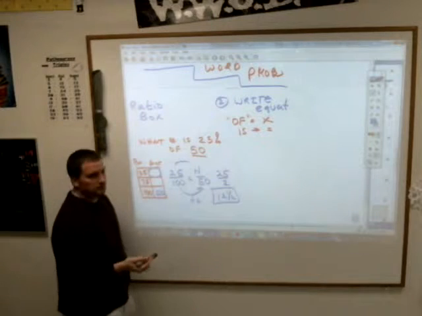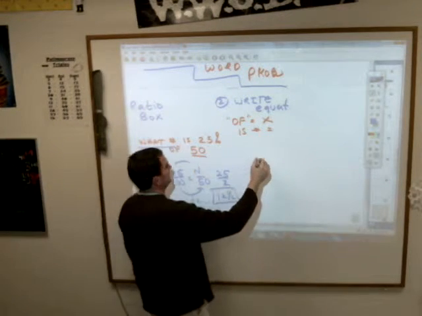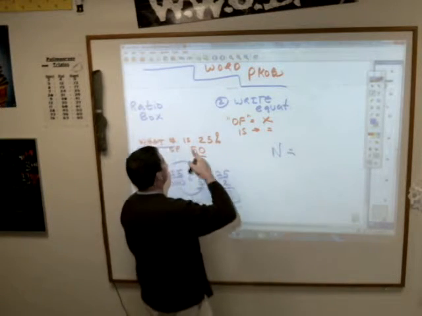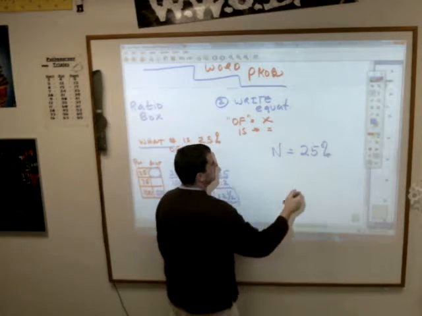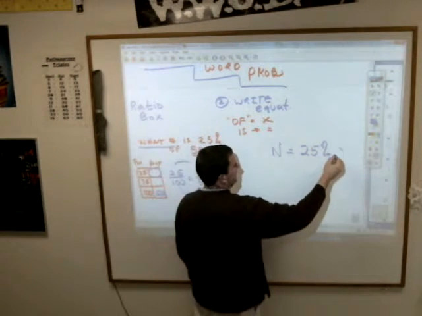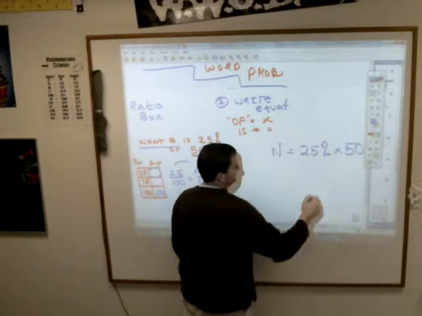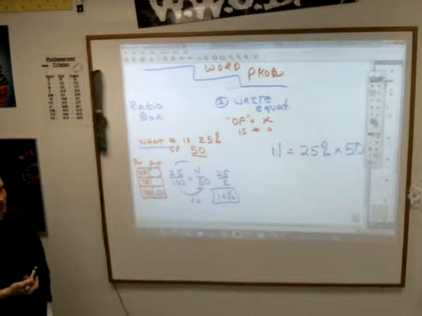Writing an equation, maybe you like this better. What number is the letter n? Equals is the is. 25% of is times 50. And that would be your equation.